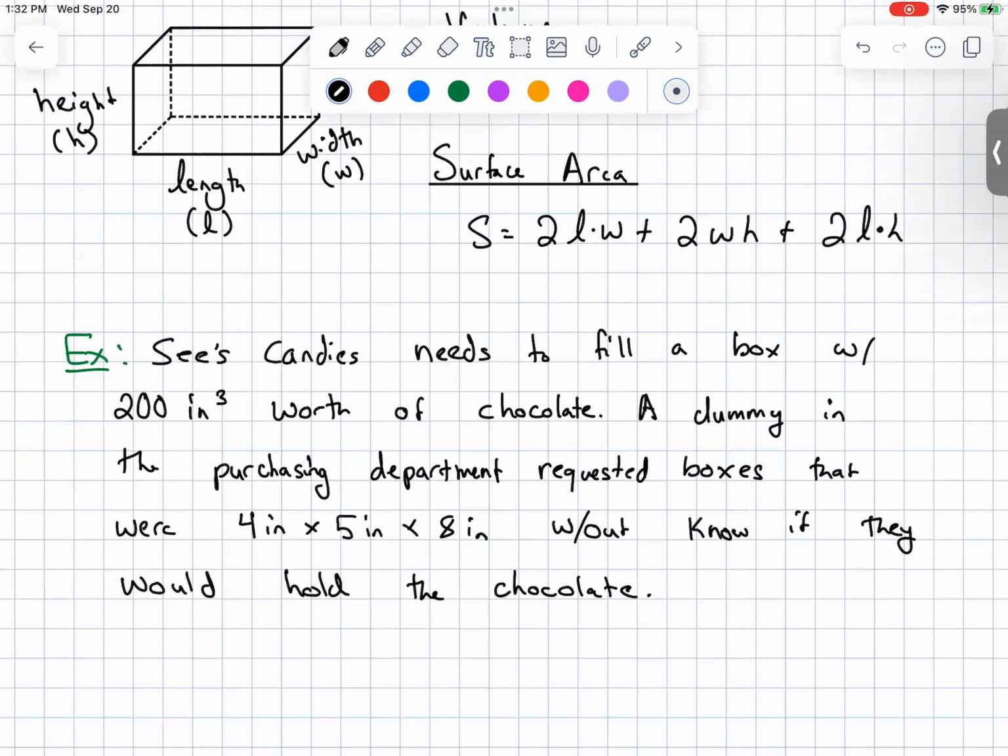Will he get fired? I.e., will the boxes be large enough to fit the 200 inches cubed worth of chocolate or not? Because he just bought a bunch of them without even testing it. So we're going to see if they can actually fit it.